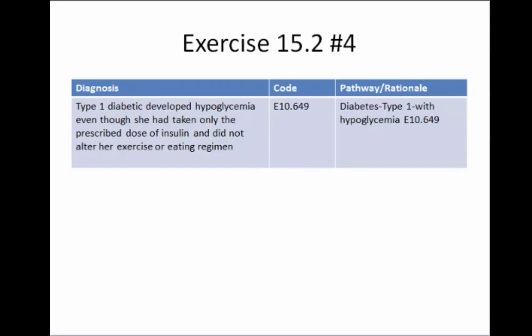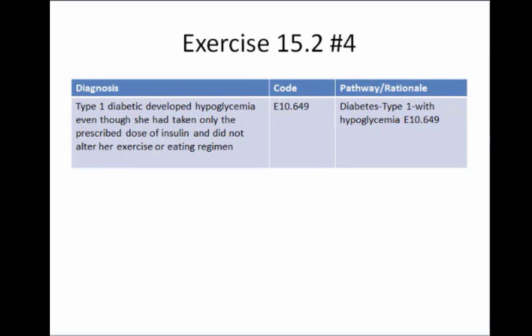Exercise 15.2, number 4. A type 1 diabetic developed hypoglycemia, which is a low sugar, even though she had taken only the prescribed dose of the insulin and she did not alter her exercise or her eating regimen. And if we coded this, it would be diabetes type 1 with hypoglycemia.